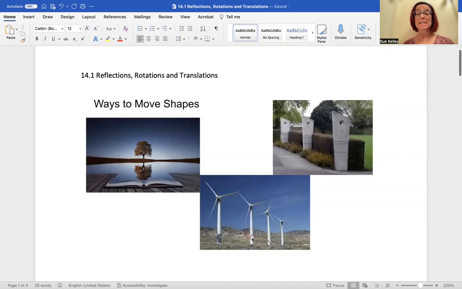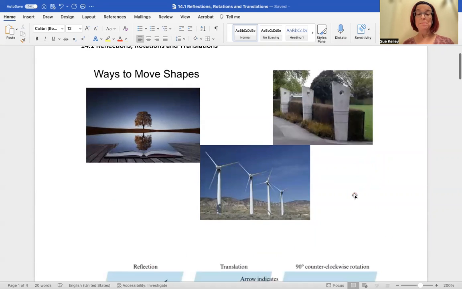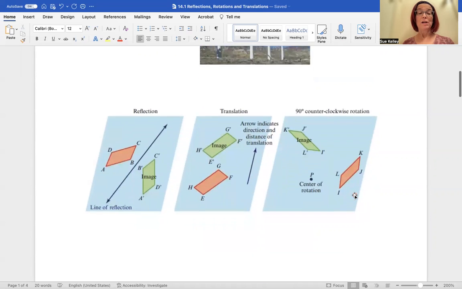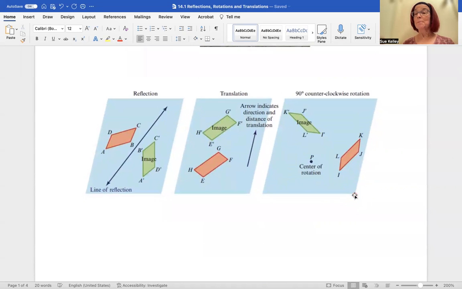So now that you can see the real life examples of these movements of shapes, we're now going to talk about the geometric examples. First, let's talk about reflection. In reflection, we need a line of reflection. We need a line around which we're reflecting or across which we're reflecting our shape.